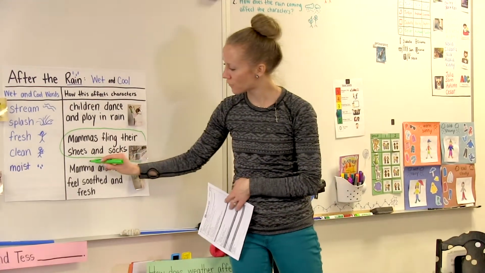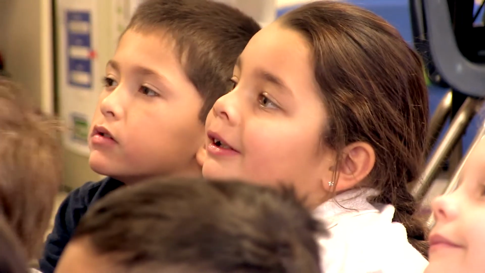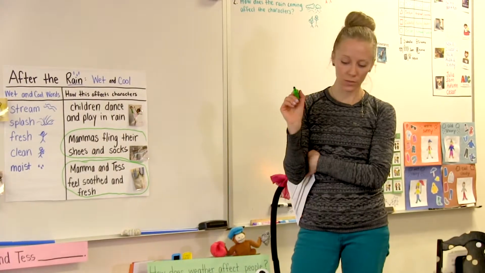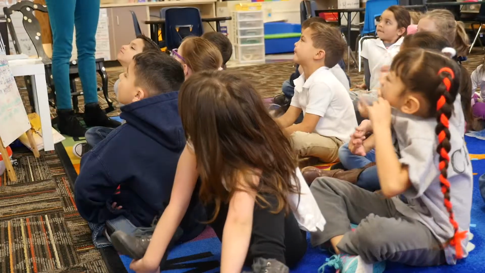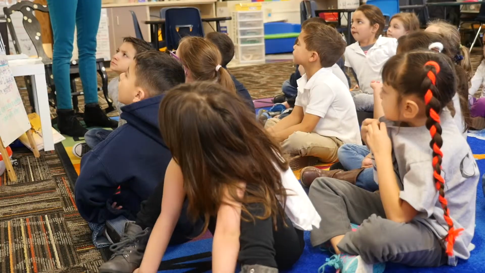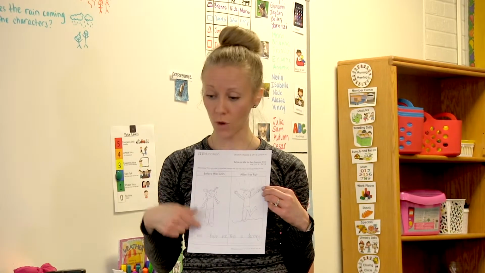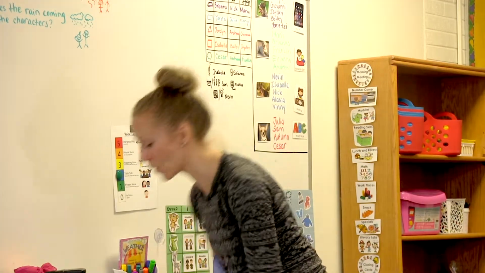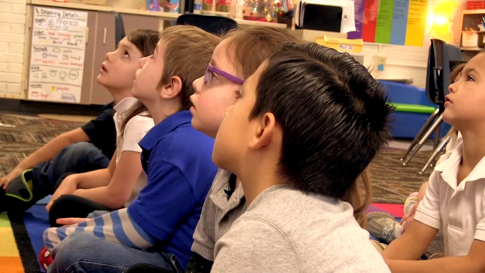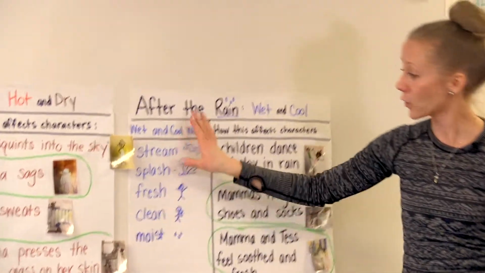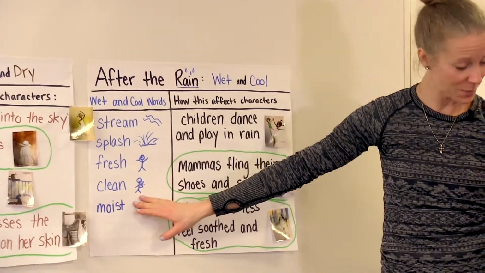And how does Mama feel after the rain? Good. She feels soothed and fresh. So these are some of the things that you guys can use when you're writing your sentences, okay? First step is you draw your picture of before the rain and after the rain. How does Mama feel? Then we're going to write our sentence, okay? You also have your hot, dry words in orange and your cool, wet words in blue.